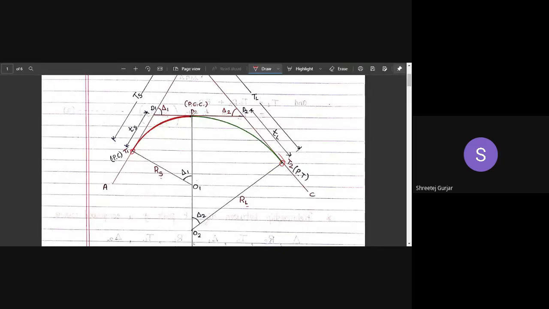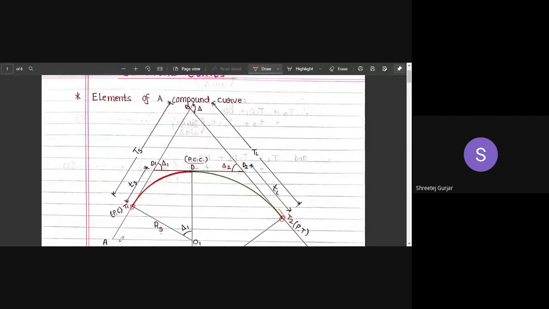Now, this particular point wherein these two curves meet is named D, capital D, and this is called the point of common curvature, or PCC.